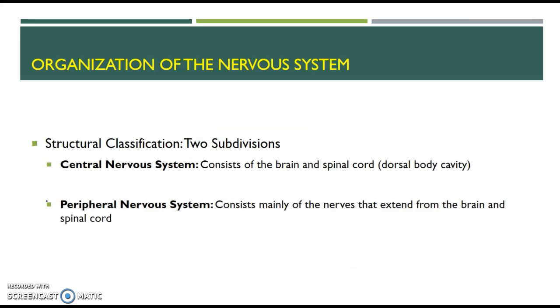So the nervous system can be organized by structure and function. When we look at structure, your two big classifications are going to be the central nervous system, which consists of the brain and the spinal cord, and then your peripheral nervous system, which is going to be your spinal nerves and then everything that's coming out of the brain and also all the nerves in your limbs.